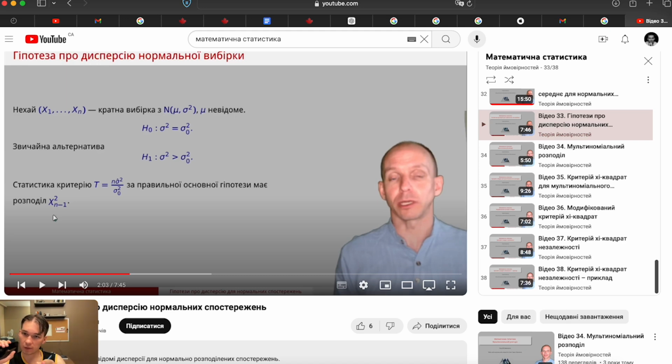In case of sigma squared, let's remind ourselves that the estimate for sigma squared is basically 1 over n times the sum that goes from 1 to n of xi minus mean of x, to the power of 2.